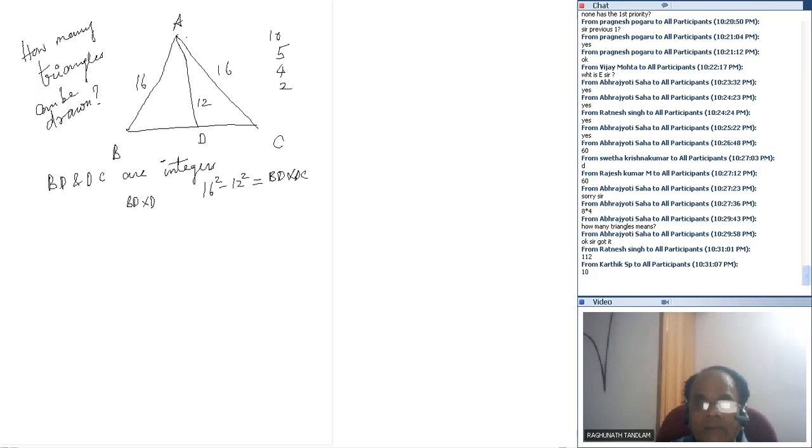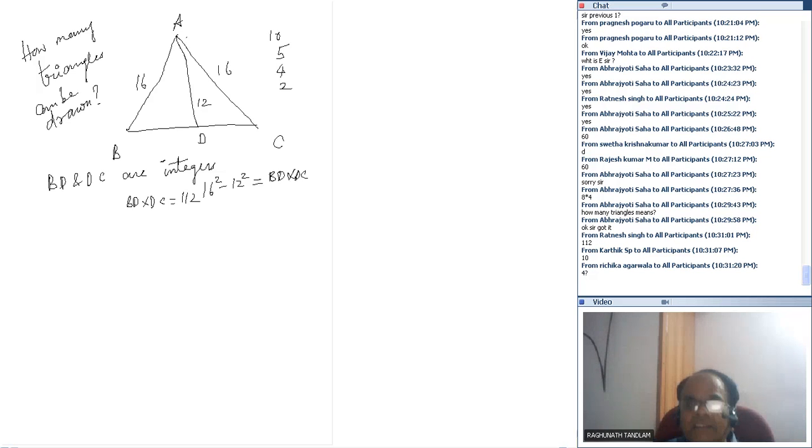Remember, you are forgetting one thing. Sum of two sides must be greater than third side or not? No factorizing, Nikunj. You have to be very, very careful here. It's not factorizing alone. BD cannot be 112. Wait, Rishika, I'm coming to you. You can't have 112 and 1 here because it can't be a triangle. 16 plus 16 must be greater than 113. So 112 into 1 not possible.